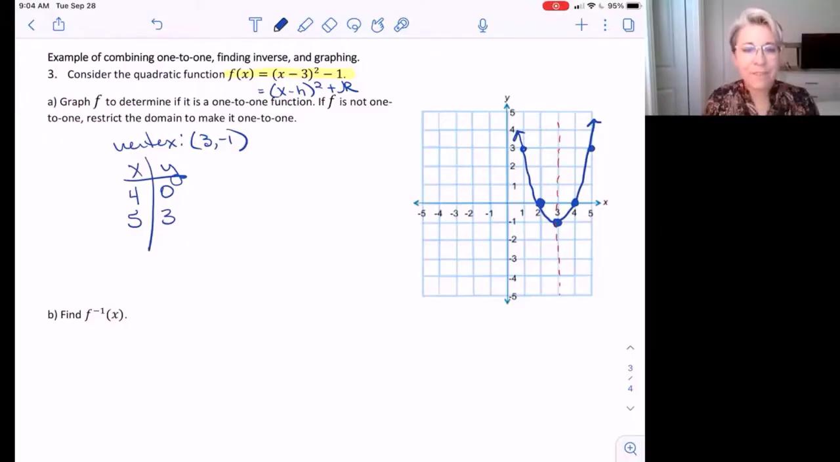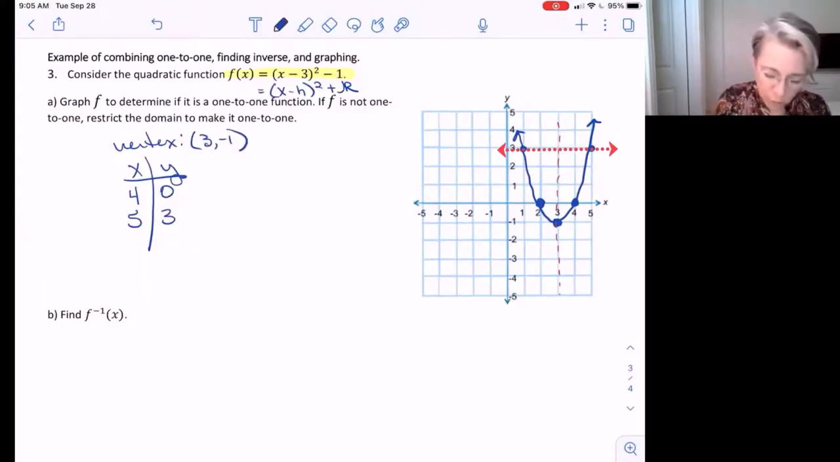Now, even though this is a function, it is not one-to-one. We can tell because if we were to pass a horizontal line through that graph, it hits the graph at more than one point. So that means we need to restrict the domain in order to make it one-to-one. So in order to restrict this domain, we probably want to start at the vertex so we can get as much of this graph as we possibly can.